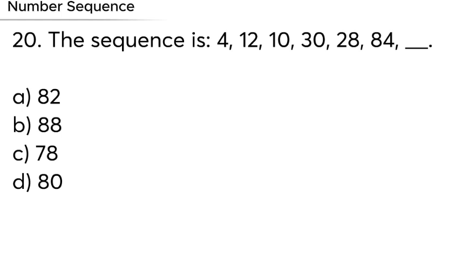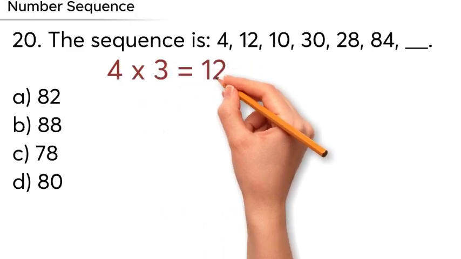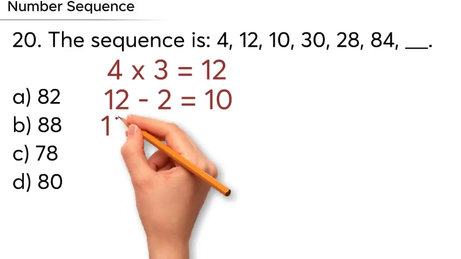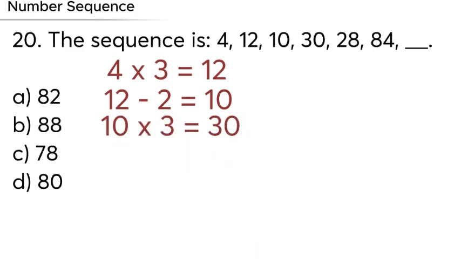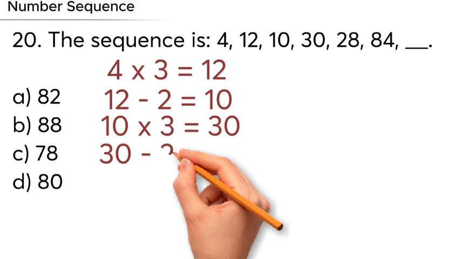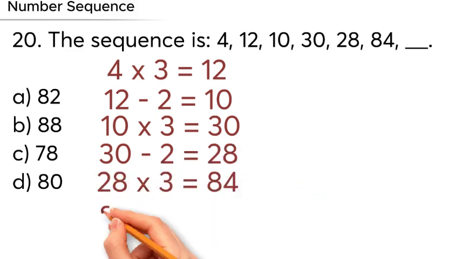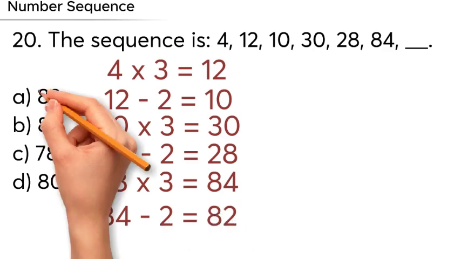First, identify the pattern of the sequence. We can see that 4 when multiplied by 3 is 12, and then 12 when subtracted by 2 is 10. The same pattern can be applied to the next numbers. 10 times 3 is 30. 30 minus 2 is 28. 28 times 3 is 84. So, 84 minus 2 is 82.